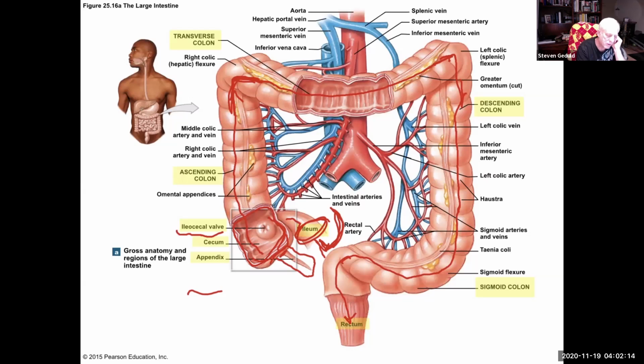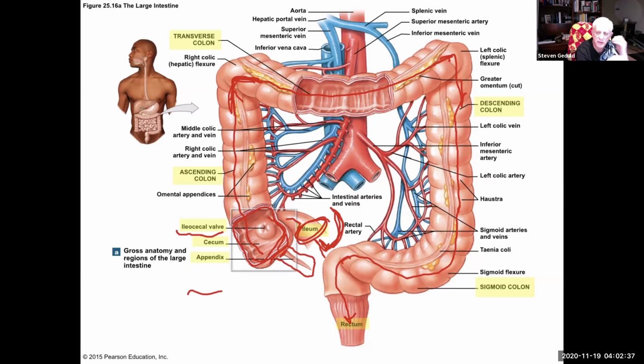Okay, so the large intestine is composed of your ascending colon, the hepatic flexure, where it bends, the transverse colon, the splenic flexure, where it bends, the descending colon, the sigmoid colon, and the rectum. Those are the parts of the large intestine.